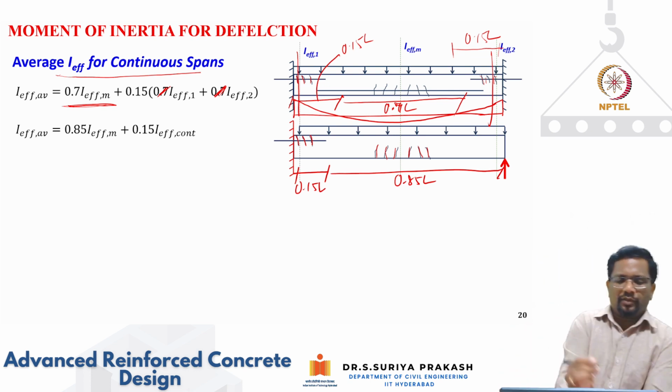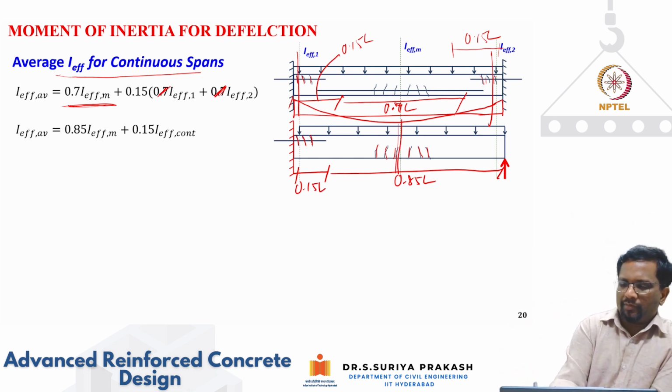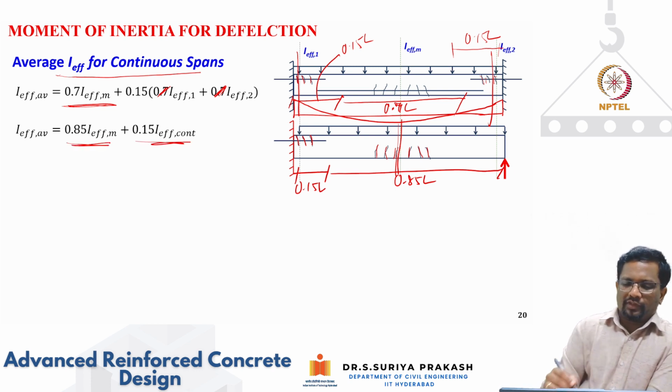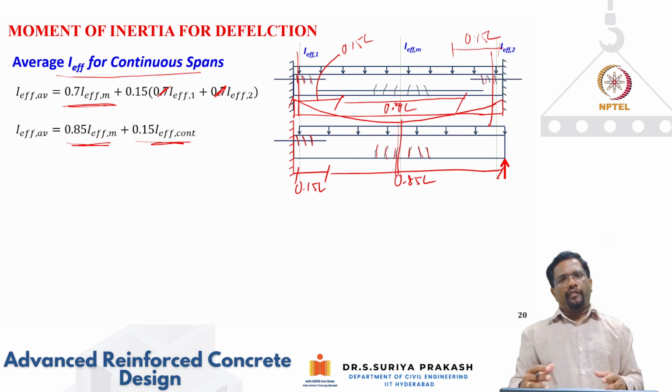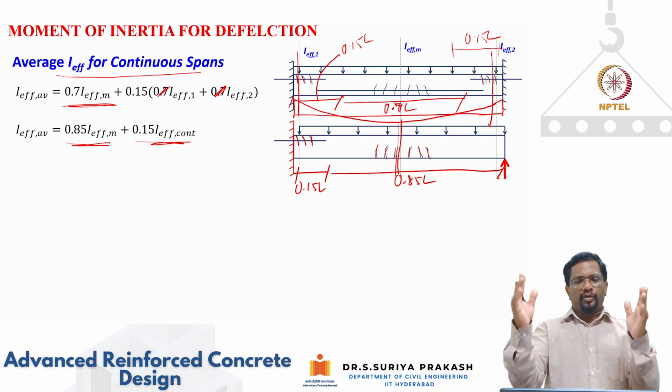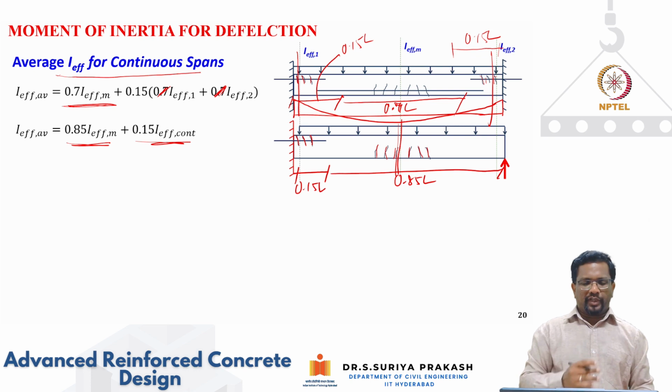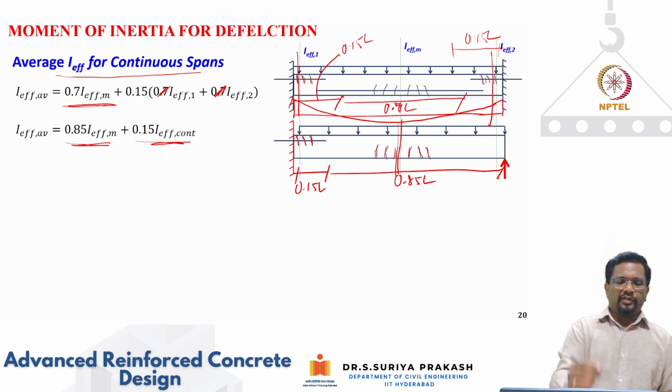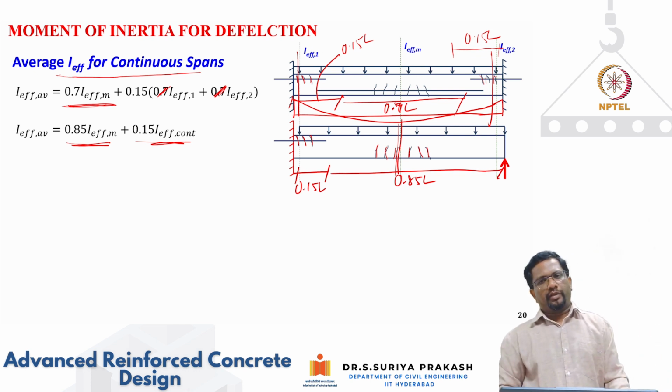So that is the reason the code is saying that you take this middle effective moment of inertia, and I'm taking 0.85 for that and 0.15 for this support. So it's basically some weighted average depending upon the moment profile that you're going to get. Okay, so this is the way I effective is calculated for continuous spans.